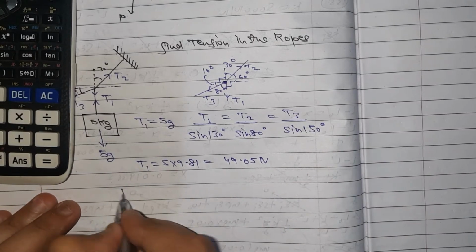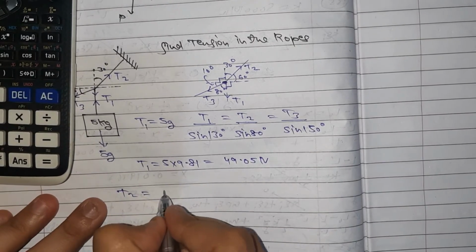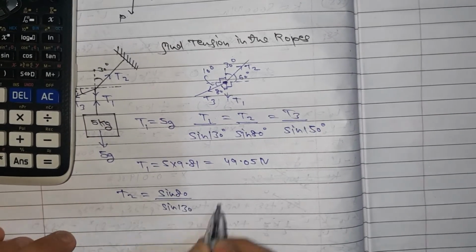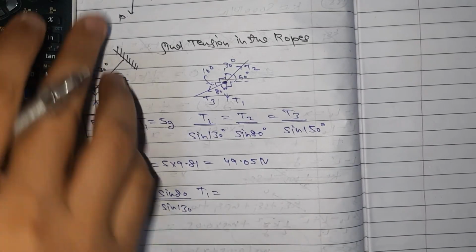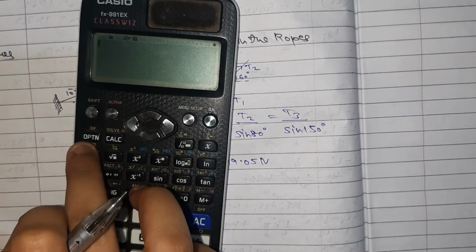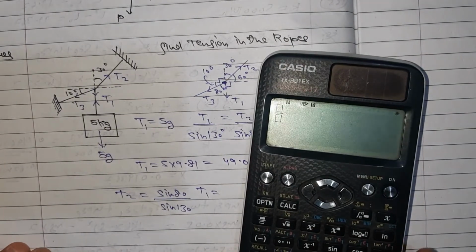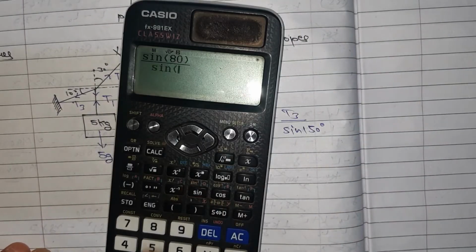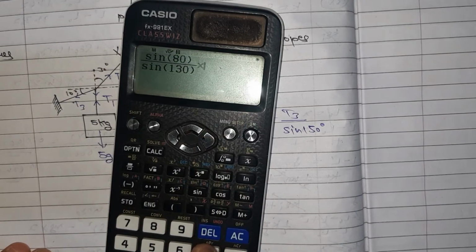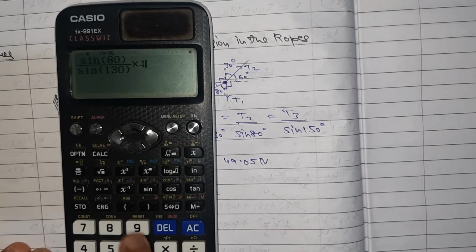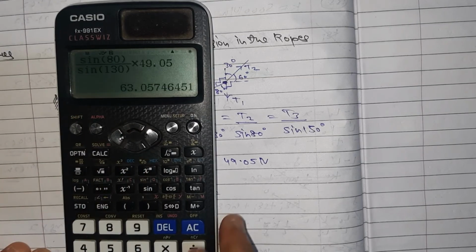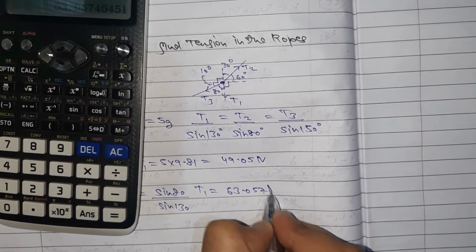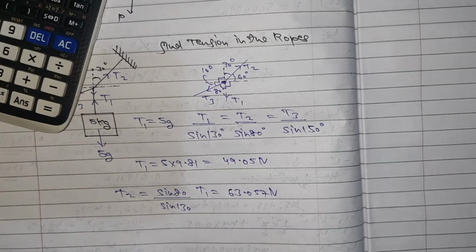Of course we can. For calculating T2, I am going to use sine 80 by sine 130 into T1. I hope you know how to use the calculator, so please type in all your values: sine 80 upon sine 130 into 49.05, and here we go, that is 63.057 newtons.